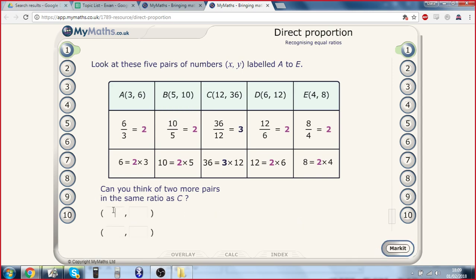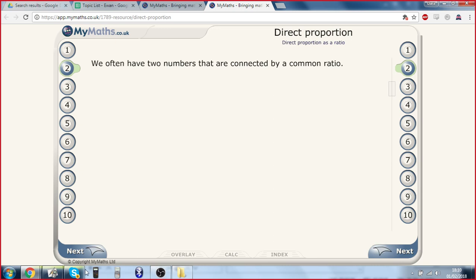So what other two numbers would be in the same ratio as the odd one out? 3 and 1. Second, no, 1, yeah, and 2 and 6. Yeah. Okay.